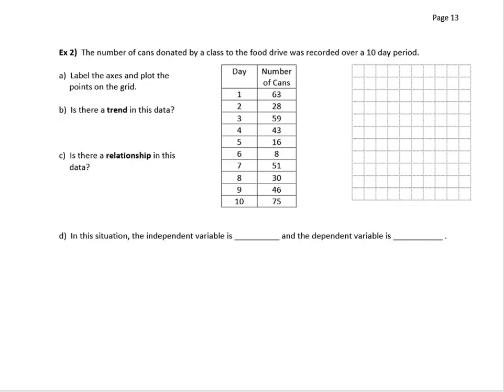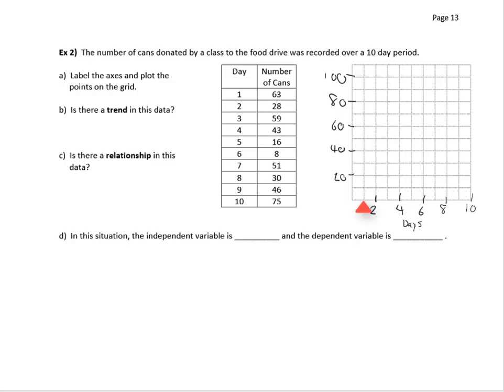Example 2 has the number of cans donated by the class to the food drive recorded over a 10-day period. Now this isn't a running total, it's how many are donated per day. So first we're going to label the axes and plot the points on the grid. Take a minute now to make sure that you copy this down. Okay, now we're going to actually start filling in our data.